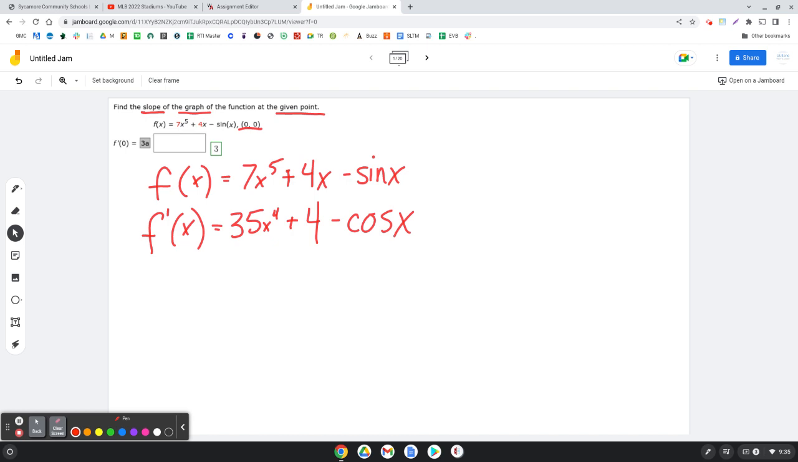So now, to find the slope at 0, 0, okay, we're going to put 0 in for x because there are no y's in this equation, okay? So m is 35 times 0 plus 4 minus cosine of 0. Cosine of 0 is 1, but you could put that in your calculator or you could use your unit circle to help you with that, okay? So that's how they get m equals 3.